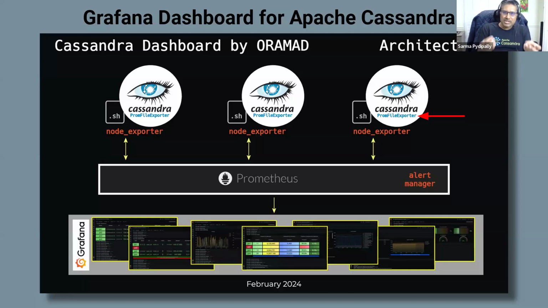Node exporter is a Prometheus agent. So node exporter is running on every Cassandra node, which then publishes these metrics as an endpoint. A simple website, and that website has all the metrics published. And Prometheus is configured in such a way that every 3 minutes, or every 2 minutes, it goes and scrapes for those metrics.